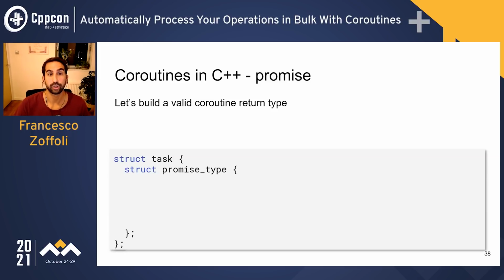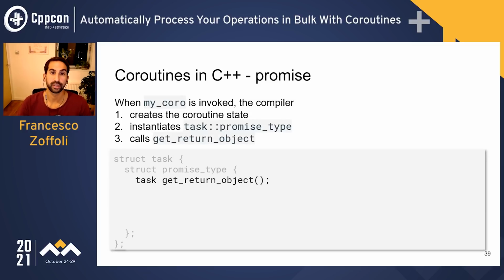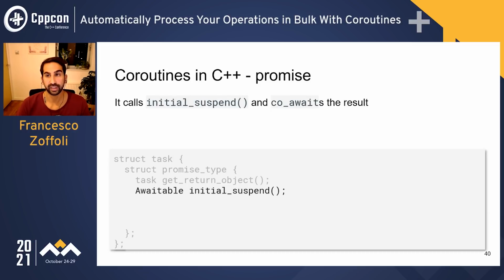Cool. So let's build a valid coroutine type. As we said, we are going to call our type task and it needs to have an inner type, which is called promise_type. When my_coro is invoked, the compiler will create the coroutine state, instantiate the task promise type, and then call get_return_object. get_return_object is a function which returns the object that is going to be returned to the coroutine caller once the coroutine gives control back. After that, the compiler is going to call initial_suspend and is going to call co_await on the result.